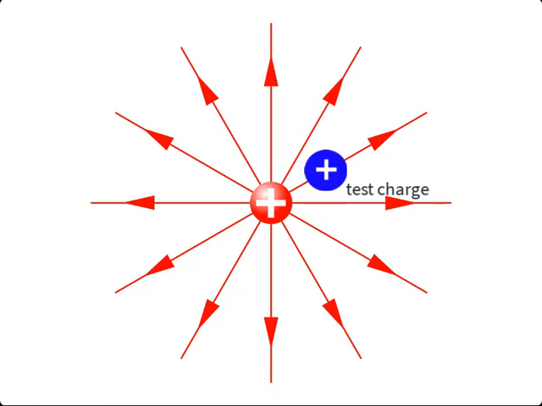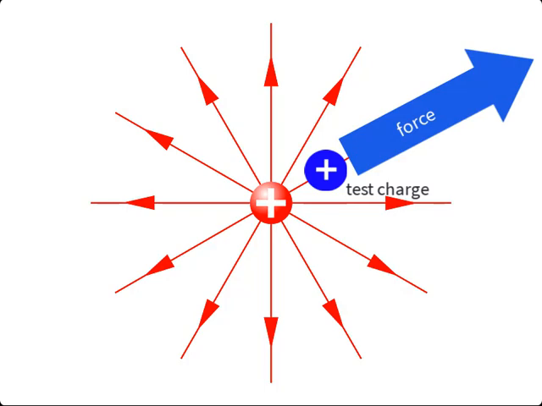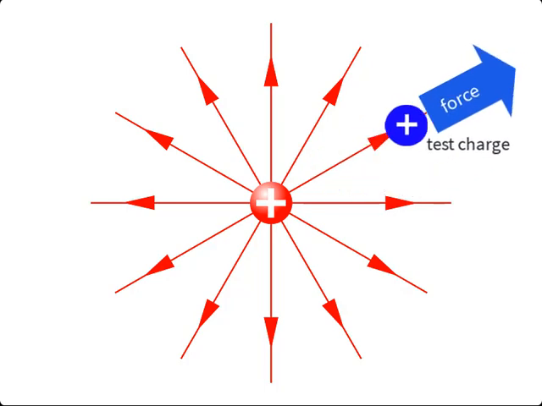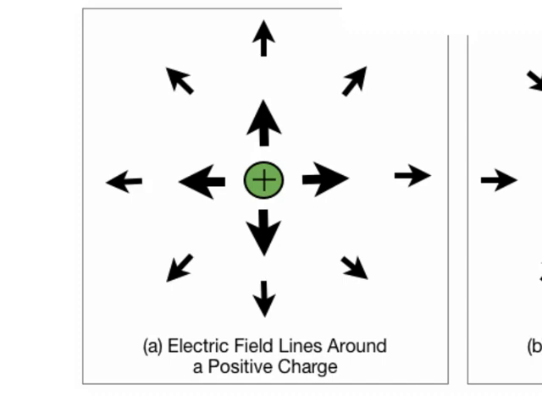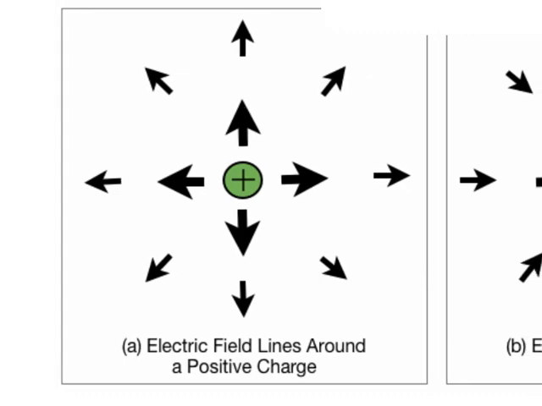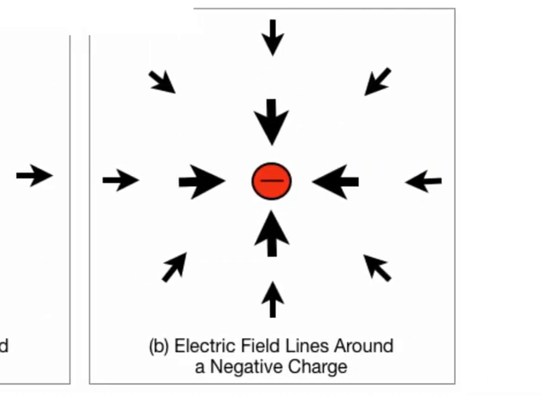Imagine a small positive test charge placed in an electric field. Where the force is greatest on the test charge, the field is strongest. Where the force on the test charge is weak, the field is small. The direction of an electric field at any point by convention is the direction of the electrical force on a small positive test charge. If the charge that sets up the field is positive, the field points away from that charge due to repulsion. If the charge that sets up the field is negative, the field points towards that charge due to attraction.